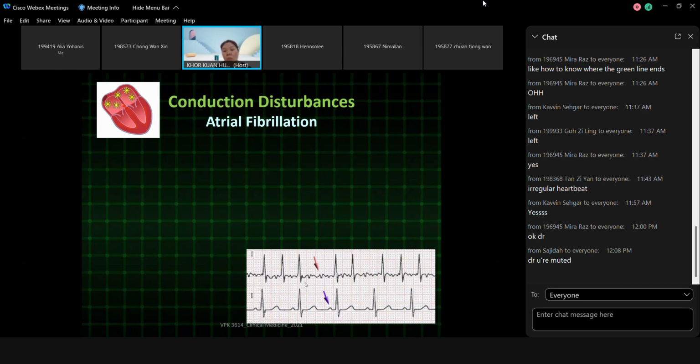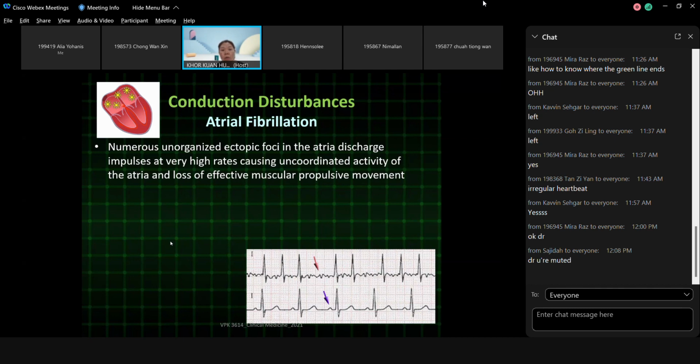So what you're going to see is P, P, P, P, P, P. You can get a firing. This is the normal one: P, Q, R, S, T, P, Q, R, S, T, P, Q, R, S, T. Okay, so atrial fibrillation, everybody firing over here. So you get all these ectopic beats, all right, within the right and left atrium.